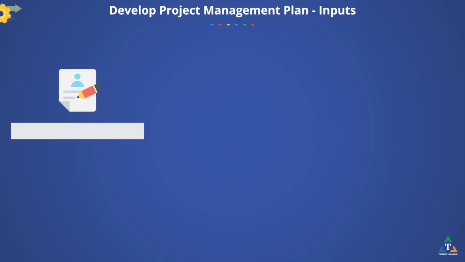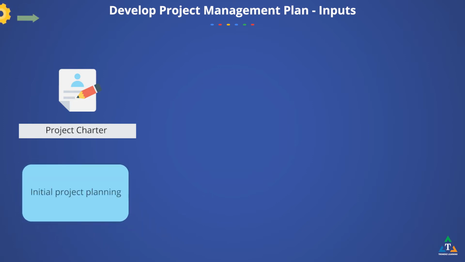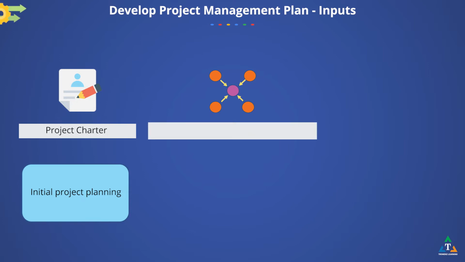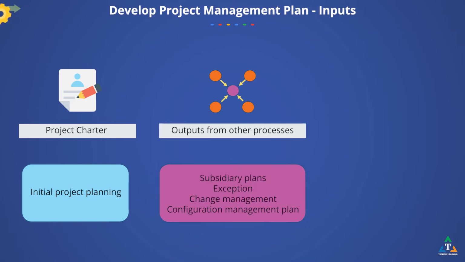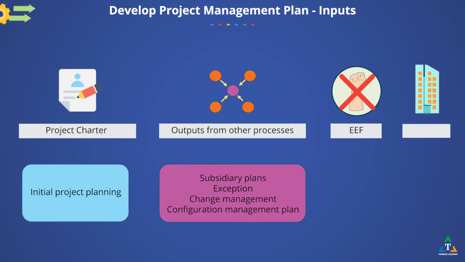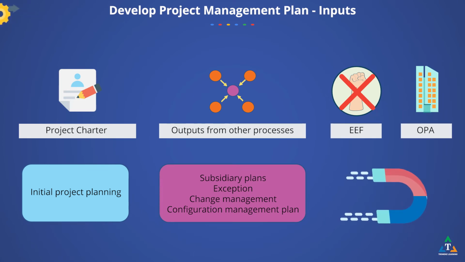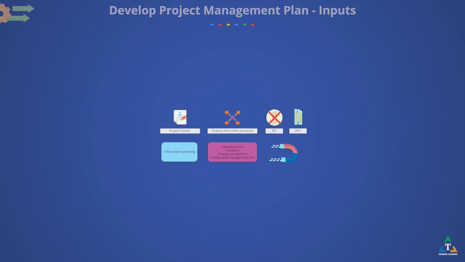The project team uses the project charter as a starting point for initial project planning. Most of the subsidiary management plans come from the other planning processes, the exceptions being the change management plan and the configuration management plan. The enterprise environmental factors and organizational process assets can also influence the develop project management plan process. Next, we will discuss the tools and techniques used in this process.